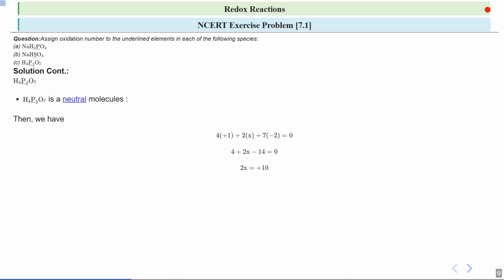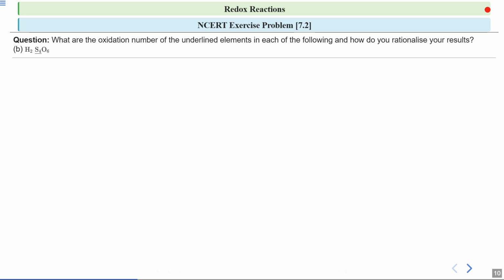We will bring the constant on one side, so 2X is equal to +10. Then cross multiplying the 2 on the right hand side gives X equal to +5. That means the phosphorus is present in the oxidation state of +5. So this is your final answer. We have calculated the oxidation states for all three given underlined atoms. Moving on to the next question.